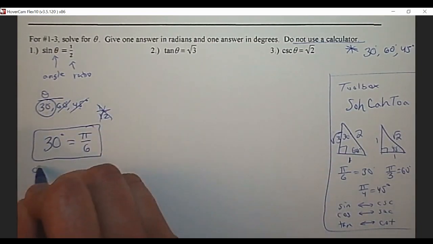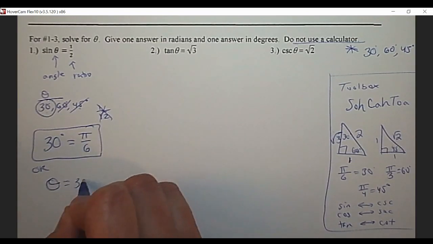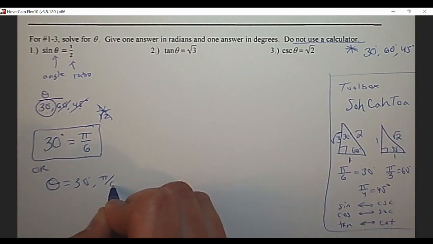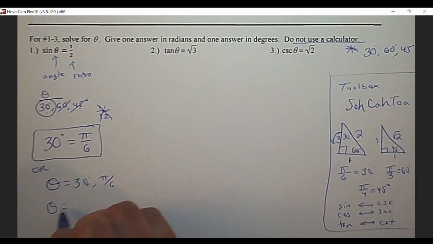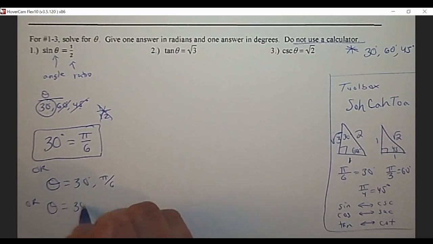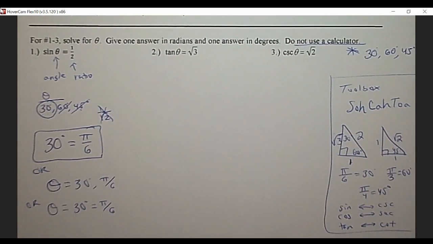So you can write your answer out like this, or you can write theta equals. You can put a comma in between, or you can put the equal sign in between. You can write the radians first. You can write the degrees first. Whatever way you want to present your answers there is fine.